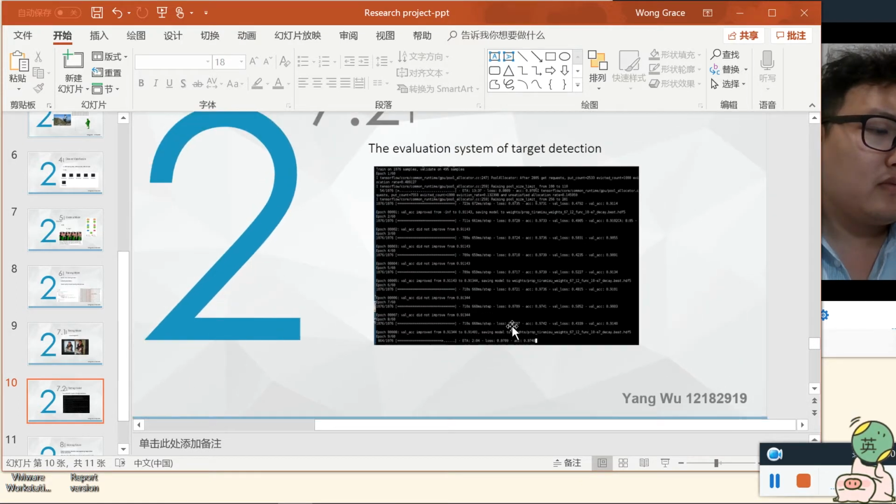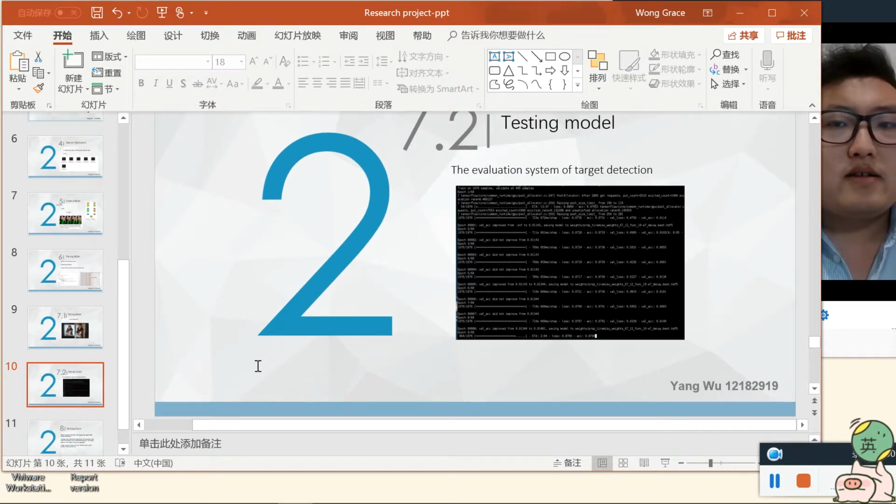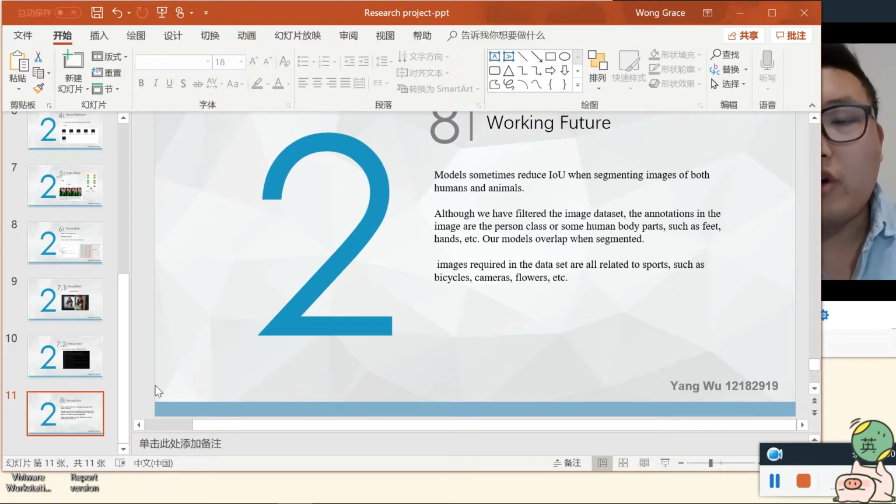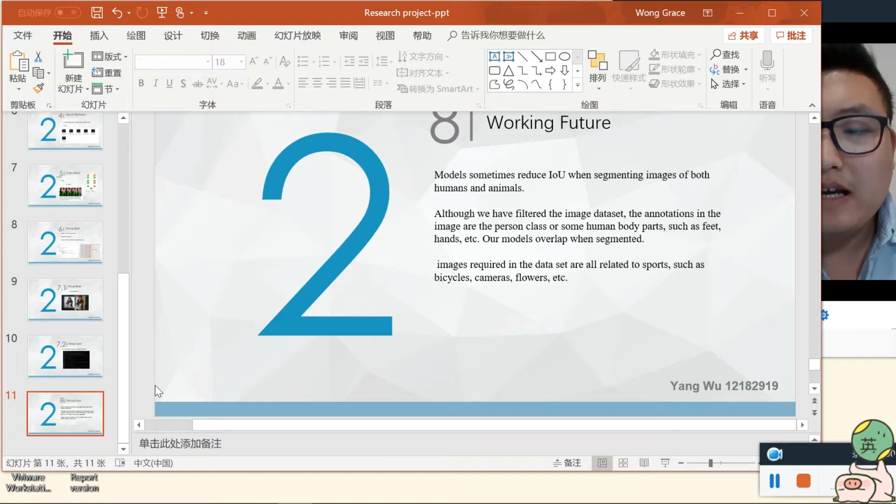And the next is future work. Our model encountered some problems: if the image includes an animal or something like a bicycle, the performance is not perfect. This is the part I need to dig into more.